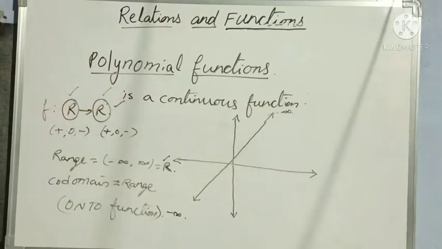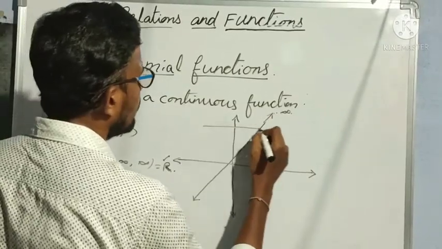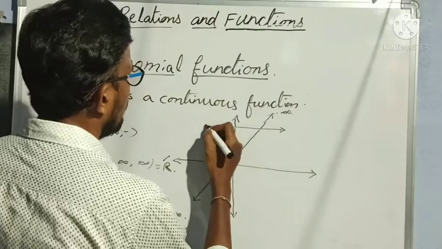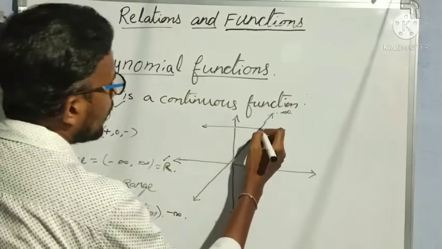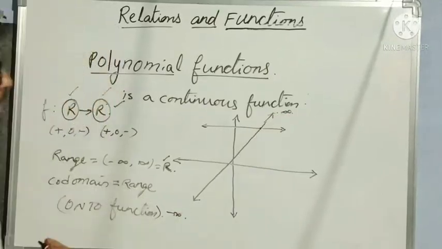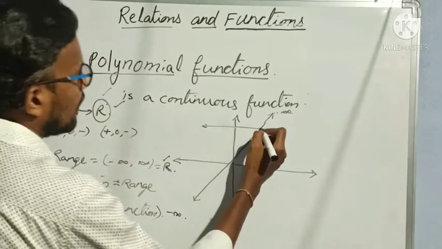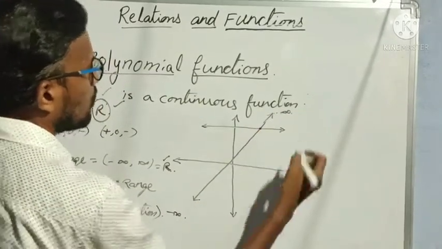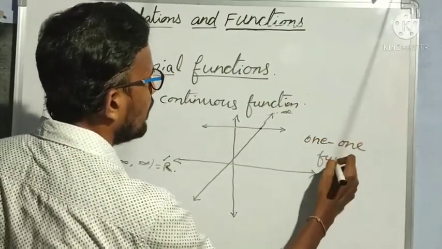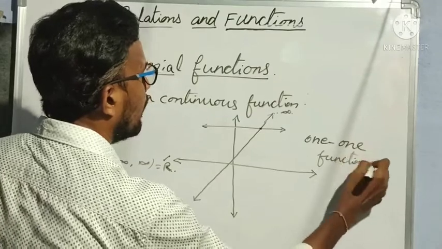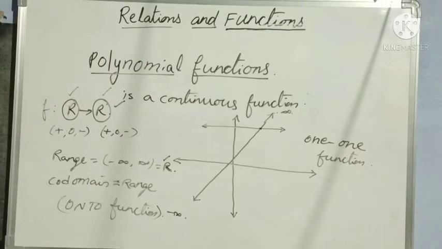Now let us see whether this is a one-one function or a many-one function, by using the horizontal line test. Anywhere on the line, you draw one horizontal line like this. At how many points is this line intersecting our straight line? Only one point of intersection. Such a function is called a one-one function. Understood everybody?